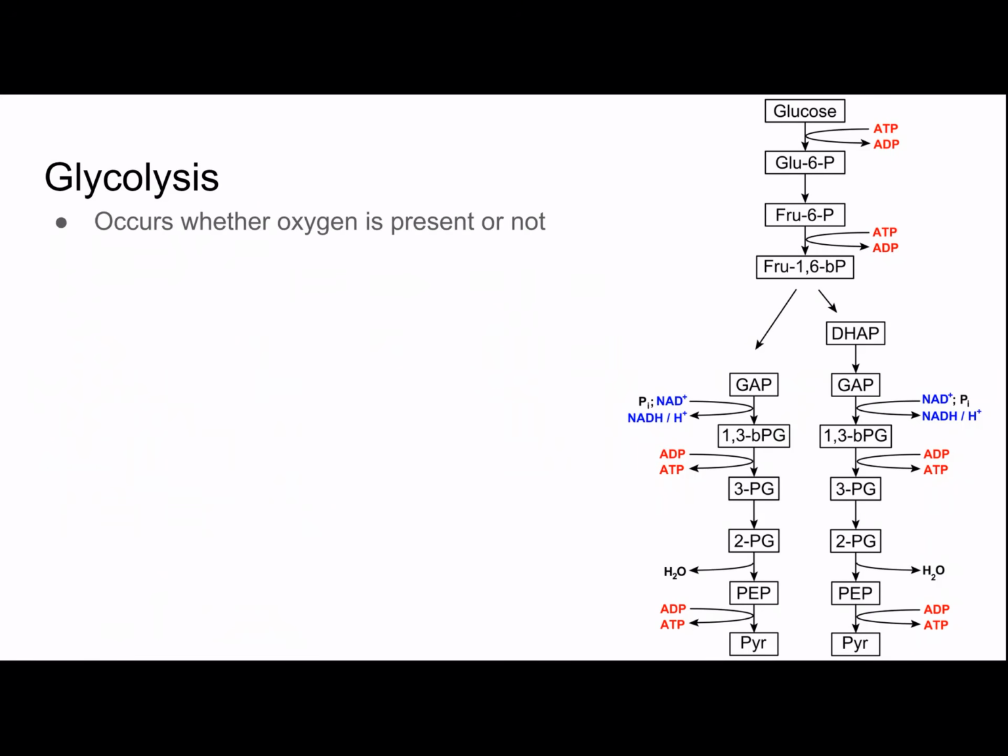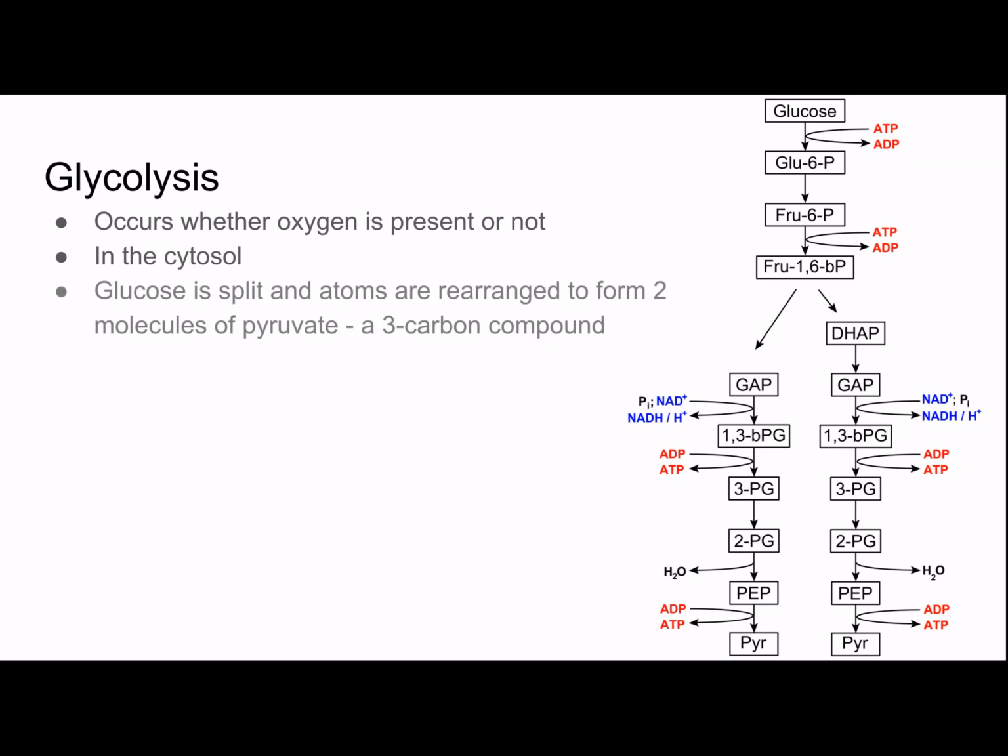Glycolysis occurs whether oxygen is present or not, and it occurs in the cytosol. Glucose, which is a 6-carbon compound, is split and its atoms are rearranged to form 2 molecules of pyruvate, which is a 3-carbon compound. There's a net production of 2 ATP, and I say net production because we have 4 produced really, but 2 of them will be used in the process.